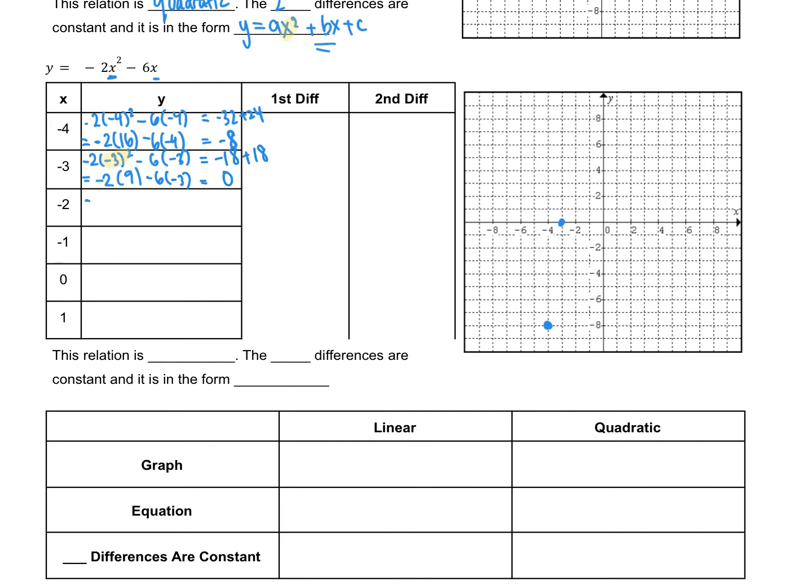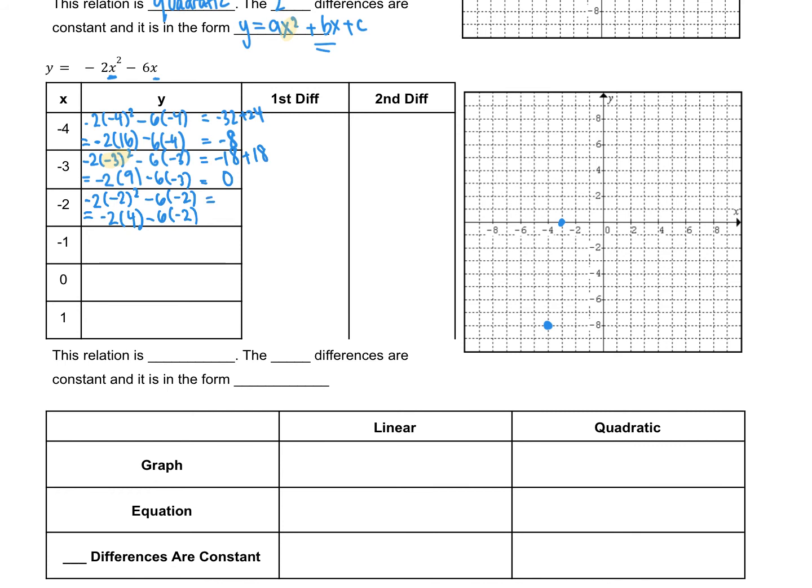Okay, the next one. -2 times -2 squared minus 6 times -2. So I'm just replacing the x in -2x squared minus 6x. And then first step is always your exponents. So -2 squared is +4. So that's the only thing I'm changing. The rest I am just rewriting.